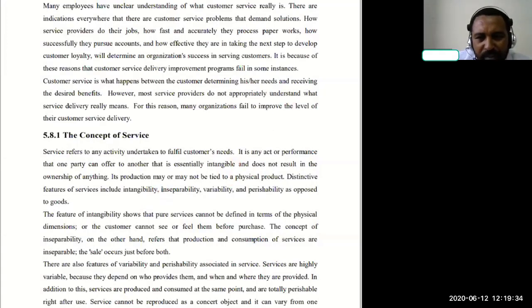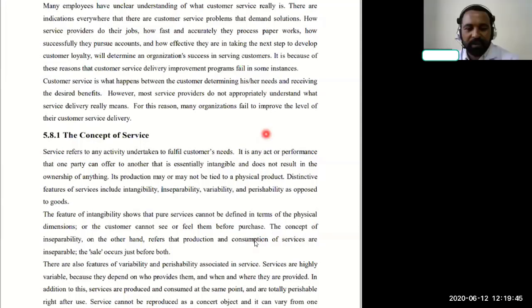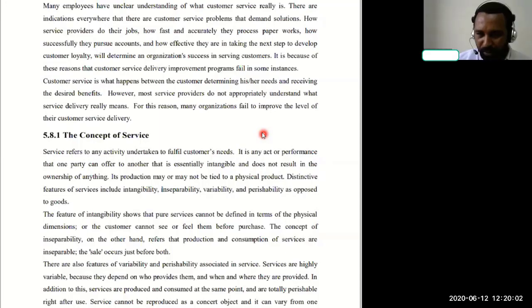So what's a product in your understanding? Service. What's service? Since we have been discussing customer service, customer service is a service received after purchasing the product. So what makes service different from goods, or the tangible part of a product? Service is also a product. Service is the intangible part of the product.